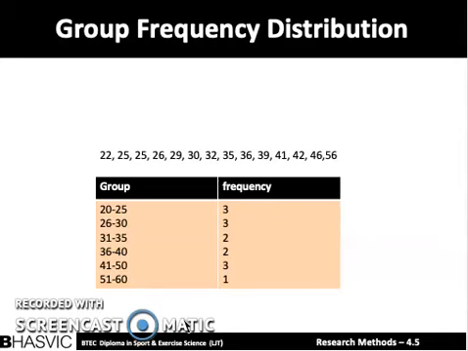In group frequency distribution, you often work with ranges greater than 21 and with more than 20 participants. When using group frequency distribution, the table has two columns, X and F. Except this time, the X column, or the group column, is for the group scores, and the F column is for the frequency.